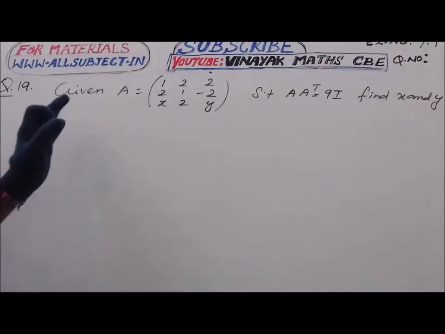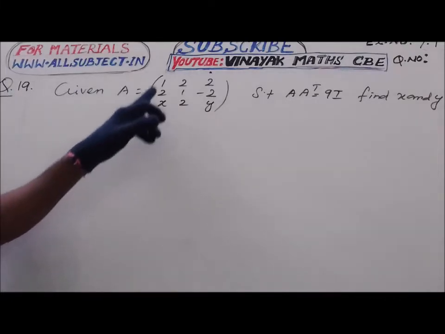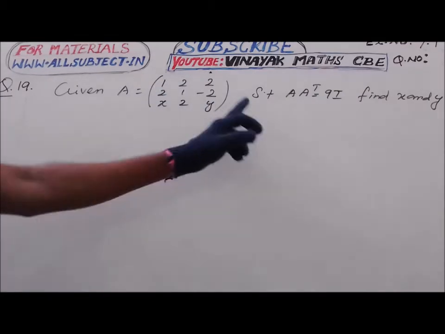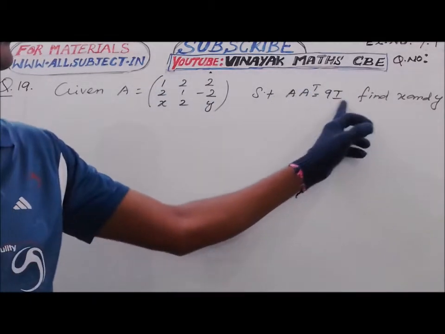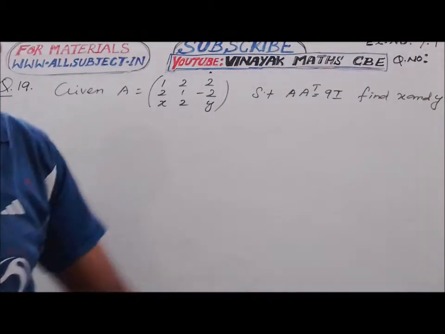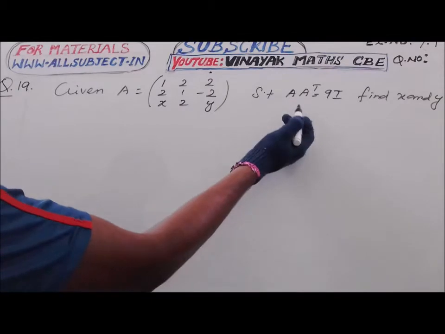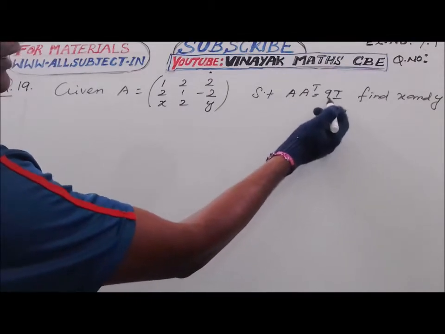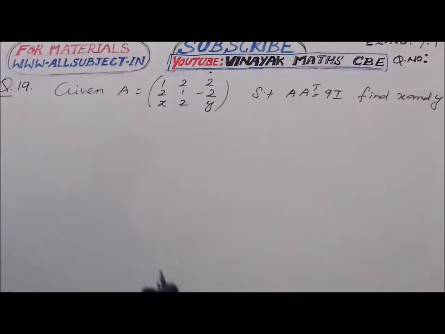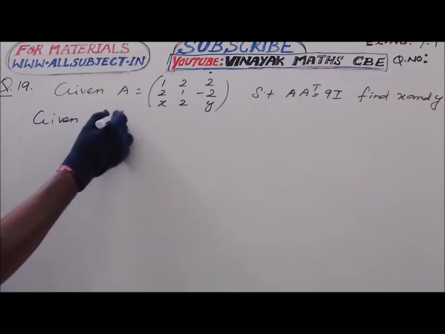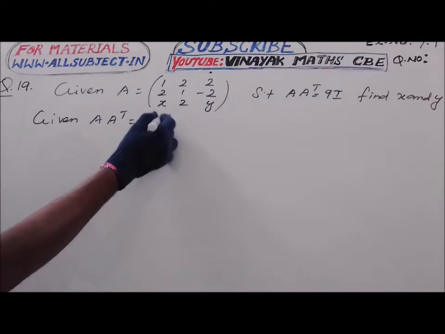Question number 19. Given matrix A is [1, 2, 2; 2, 1, minus 2; x, 2, y], such that A into A transpose is equal to 9 into I, find x and y. So multiply A into A transpose, that resulting will be equal to 9 into unit matrix I. So given condition: A A transpose is equal to 9I.